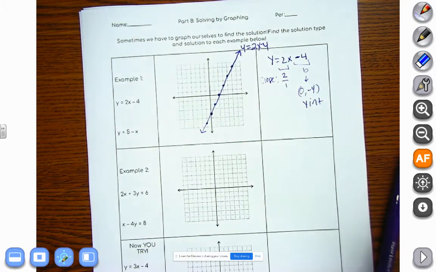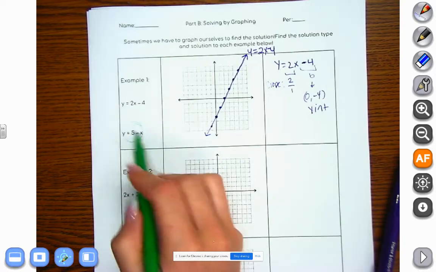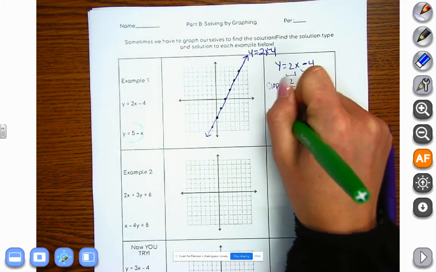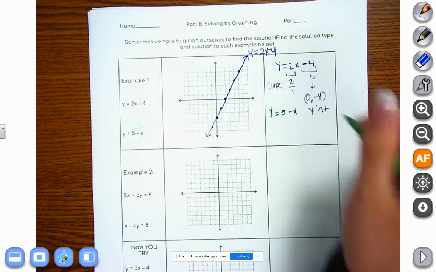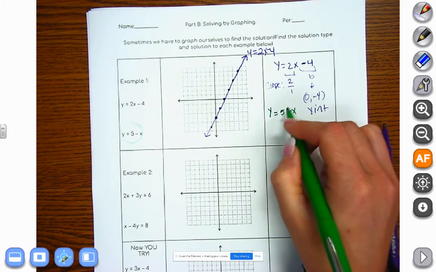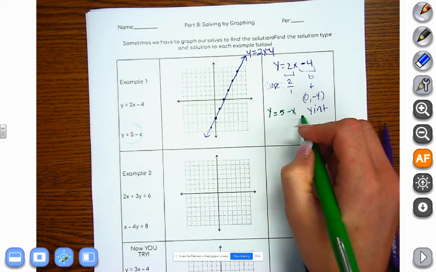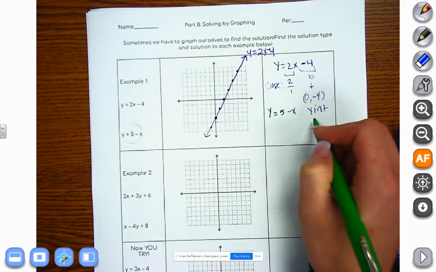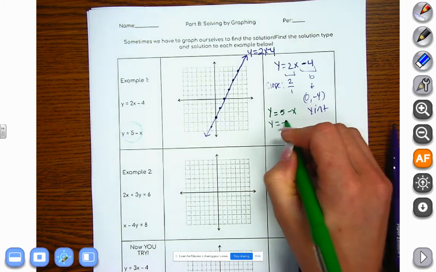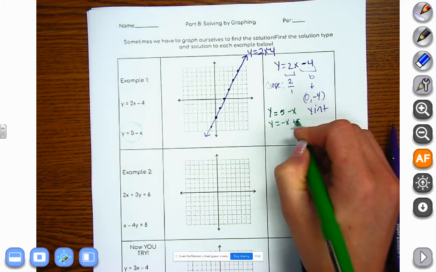Alright, in a different color, let's now do the second one. This second one is a little bit different. It is definitely y equals mx plus b form, but we just have to rearrange it. Because the 5 is not connected to your x, it's not saying y equals mx plus b, this is saying y equals b plus mx. So let's just rewrite it as y equals mx plus b. So we have y equals negative x plus 5.